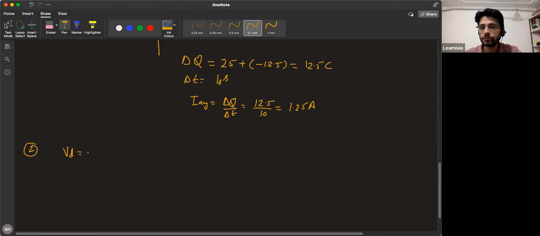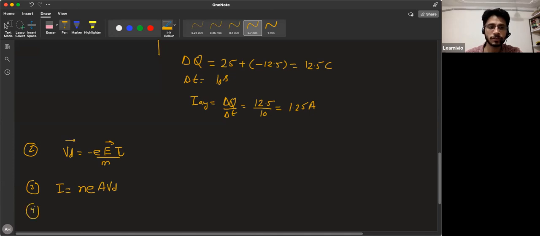Drift velocity is minus E tau by M, that is, minus E by M into tau. So this negative sign tells that the direction of drift velocity and electric field are opposite. Tau is the relaxation time. Then we did this expression that current is N E A Vd. We have finished all these things in the last 2 weeks only.